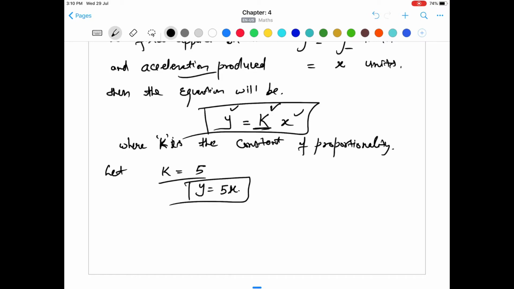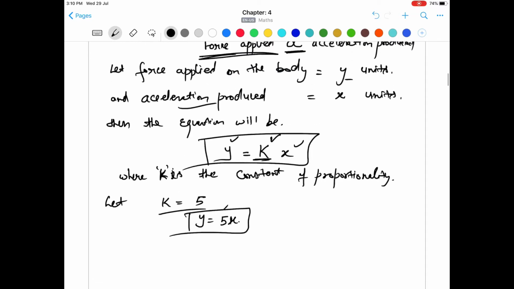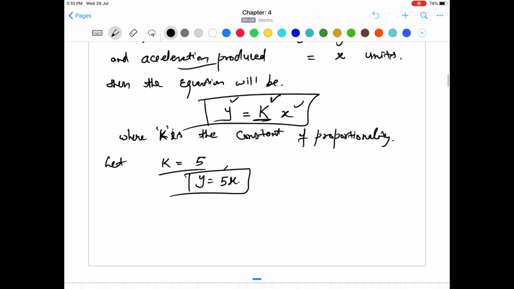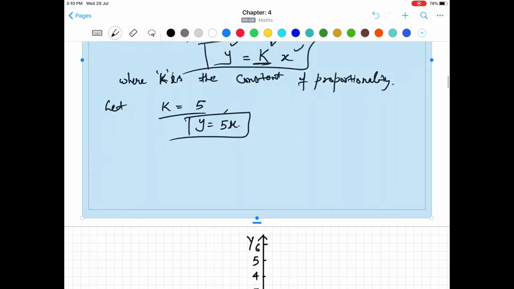Now the equation becomes y equals 5x. This 5 we have assumed ourselves. You can give any other value, like 1, 2, 3, 4, 5 or any other number. You can also give negative values, but if you give 0, then the whole term will be eliminated. So we'll not give 0, because then it will be in one variable only. Now we'll find certain values for this equation.